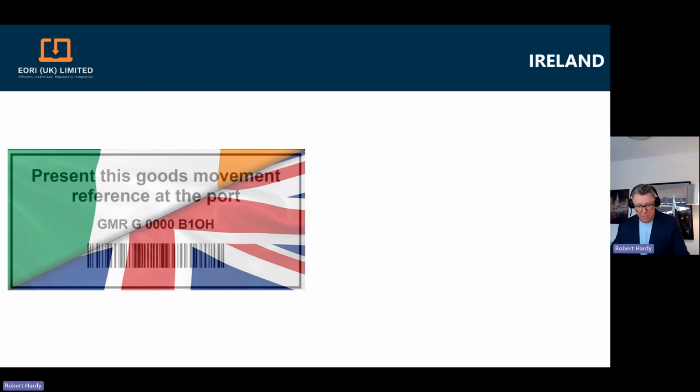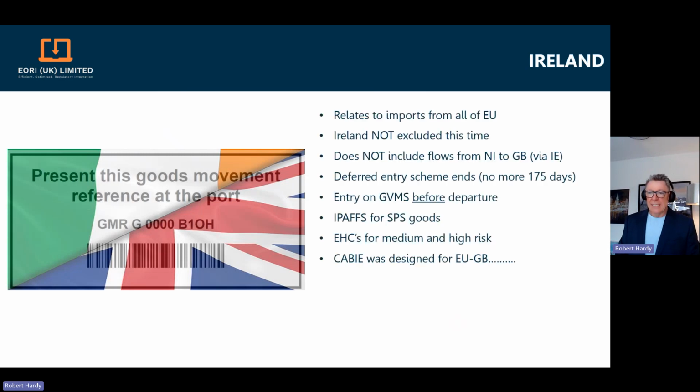Not anymore. In the border operating model, Ireland will require a GMR, so therefore will require a frontier declaration. Anyone who's involved with Ireland will know exactly how that works because of the PBN, the pre-boarding notification, which exists today. The UK equivalent of that is the GMR, and that will be valid from January. Okay. So Ireland not excluded anymore. This relates to imports from all of EU. Ireland not excluded this time. It does not include flows from NI to GB via IE. They'll be able to flow providing they're qualifying goods.